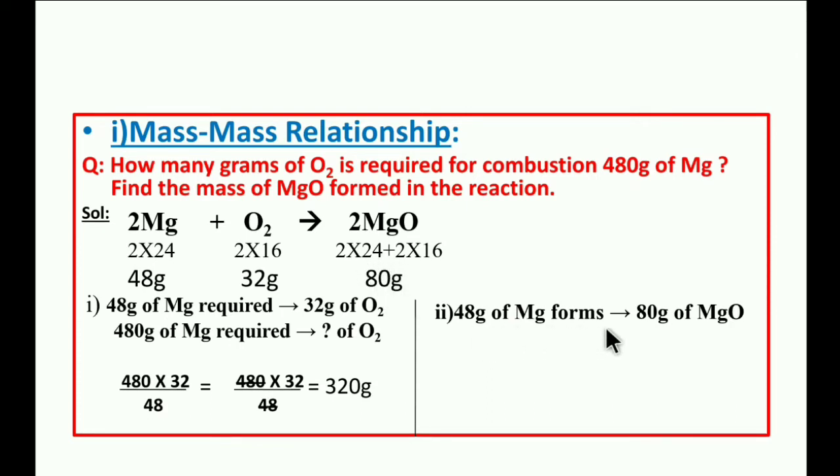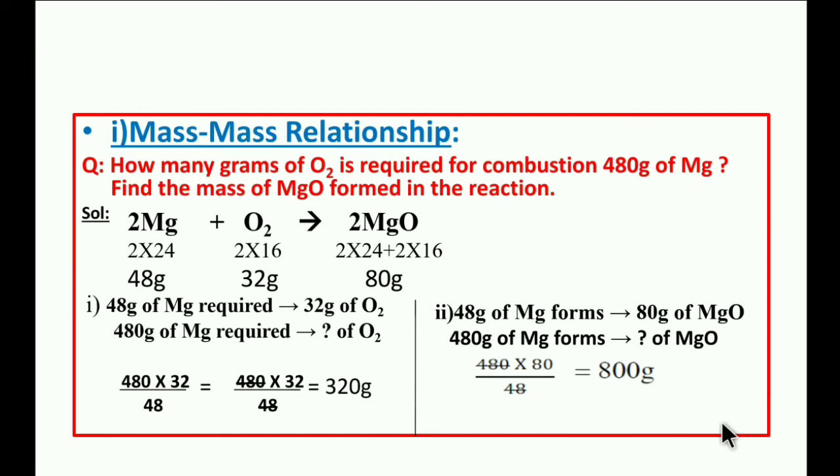48 grams of magnesium forms 80 grams of magnesium oxide. So we are burning 480 grams of magnesium. How many grams of magnesium oxide does that give? That means 480 by 48 into 80. If you cancel this, we will get 800 grams of magnesium oxide formed. Understood? Like this we can solve the mass interrelation. Here there is an interrelation of mass and mass only.